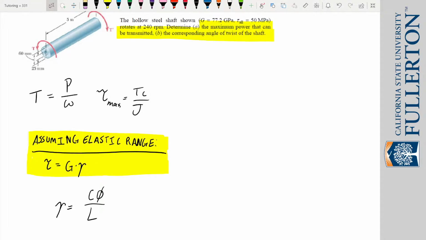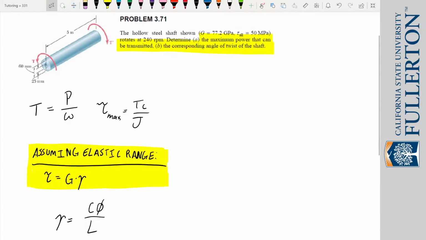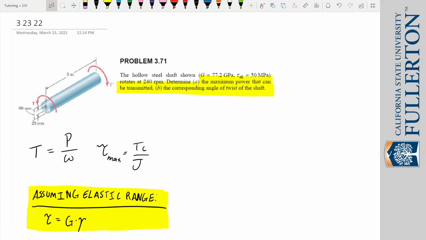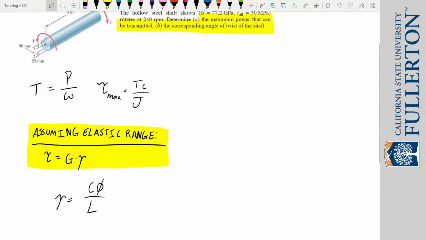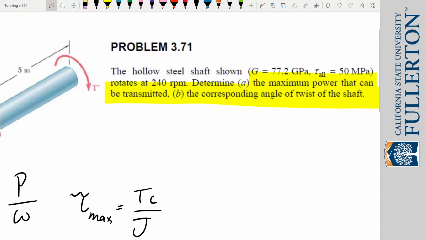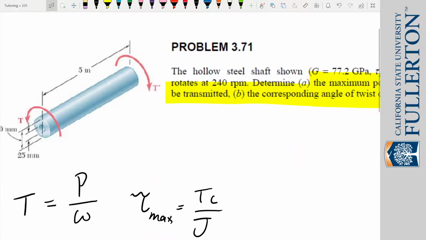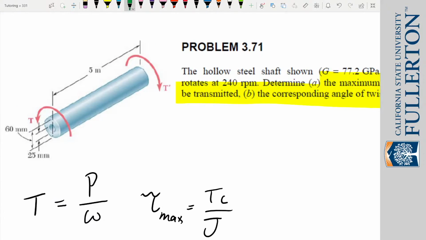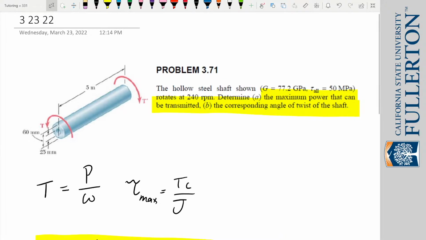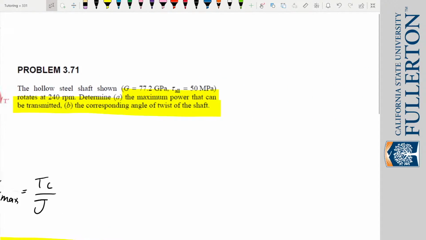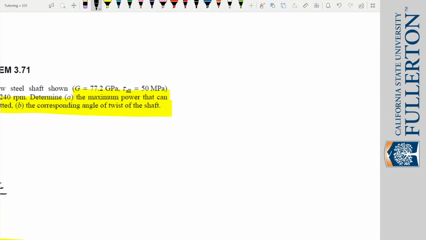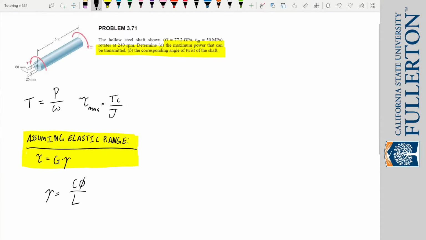Hi, I'm Grant Graydon, and I figured I'd do one of your homework problems here. This is the last homework problem from Dr. Sue's most recent homework. In this problem, we're asked to find the maximum power that can be transmitted through this hollow steel shaft, and we're also asked to find the corresponding angle of twist of the shaft. I wrote down on the left here all the equations I thought I'd need.